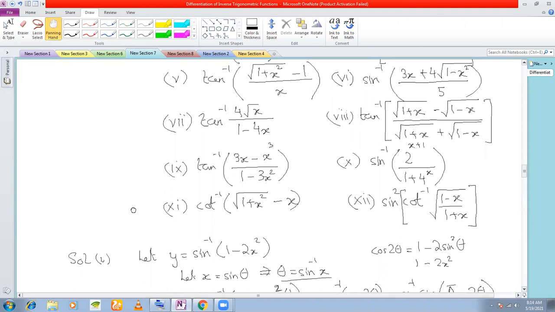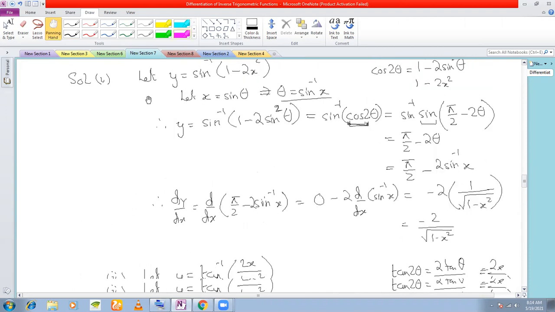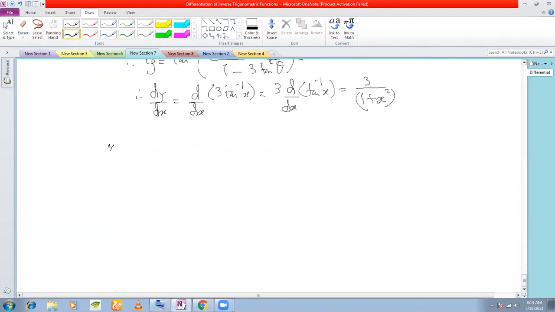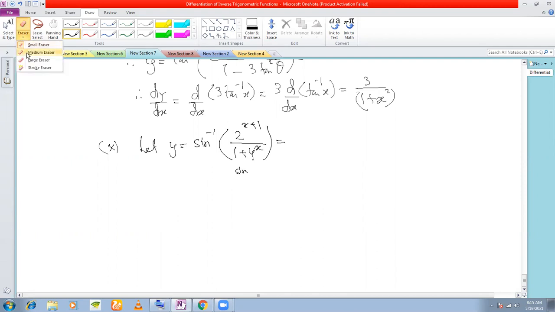you have number 10. Sin inverse of 2 to the power of x plus 1 by 1 plus 4 to the power of x. Okay. Now see here, if I can express this as sine of something, then our work will become very easy. So we try to express this as a sine of something, but what sine of what? It doesn't look like a familiar form.